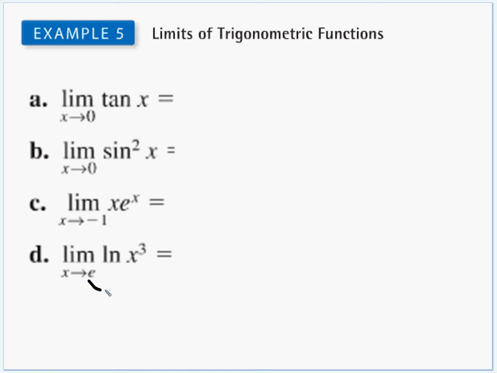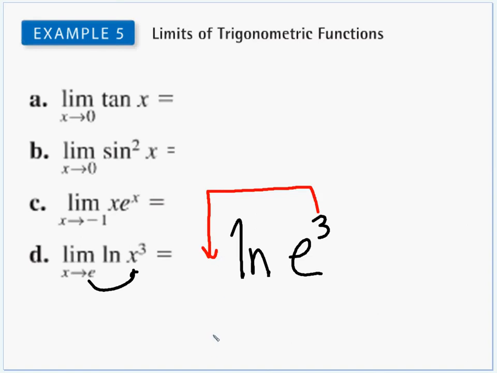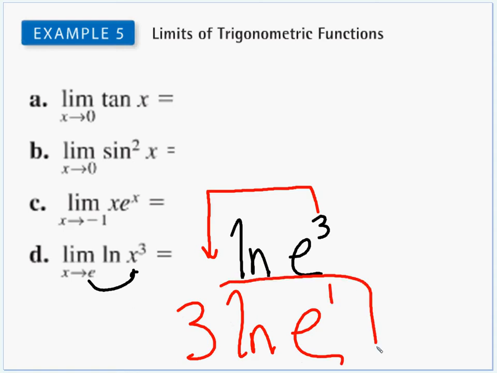Letter D, the e goes in, so we have our direct substitution. Natural log of e cubed. Don't leave it like that because we can evaluate this. A couple ways to do it. One, move this exponent down front as our properties of logs allow us to do. So that will be 3 times the natural log of e. And remember, the natural log of e is equal to 1. Natural logs and exponentials are going to cancel each other out. So that's 3 times 1, or just 3. Okay, always try direct substitution first.